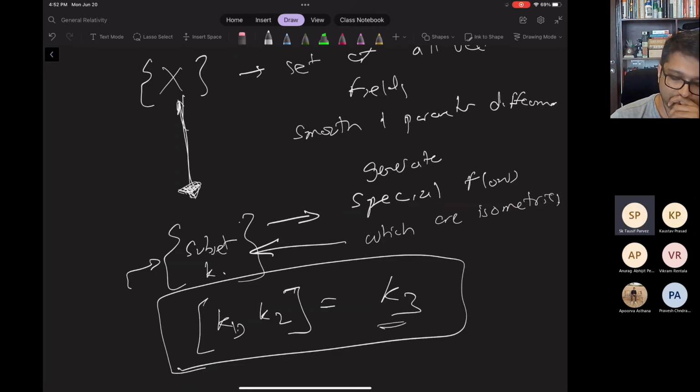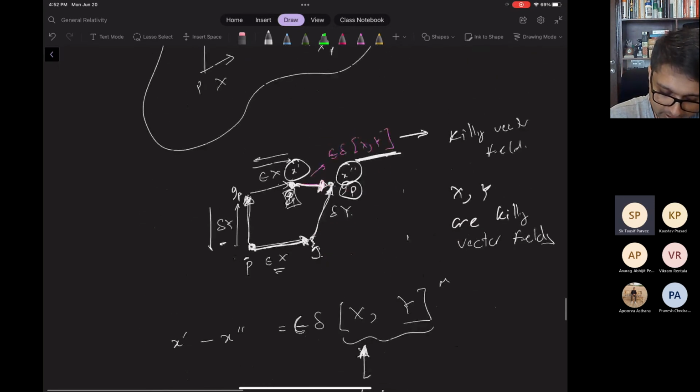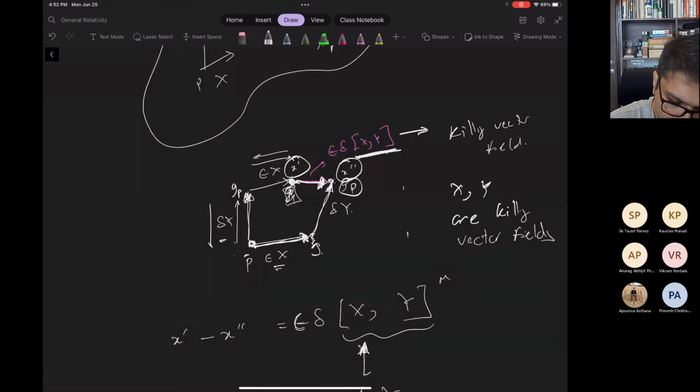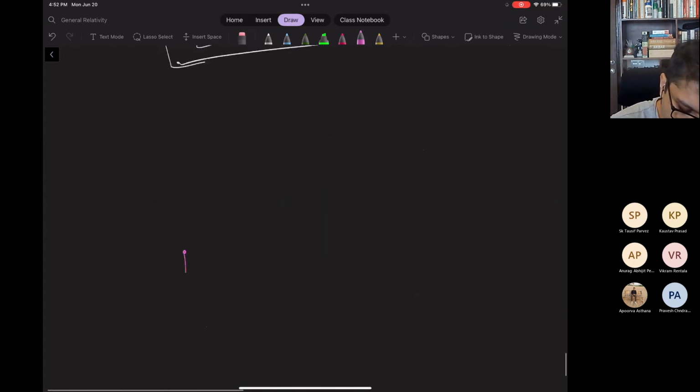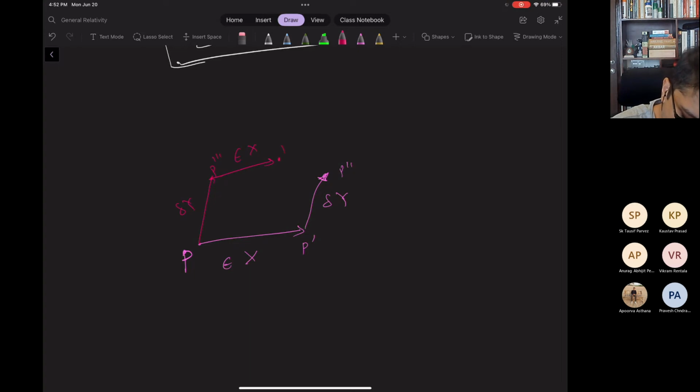Sir, can you explain this pictorial thing once more? Yeah. So let me just do it again. Let's start at the point P. This is a flow generated along X by an amount epsilon, and I go to some point P prime. Then there's a flow by an amount delta along Y, and I go to some point P double prime. Then there's a flow by an amount delta along Y, and I go to some P triple prime.